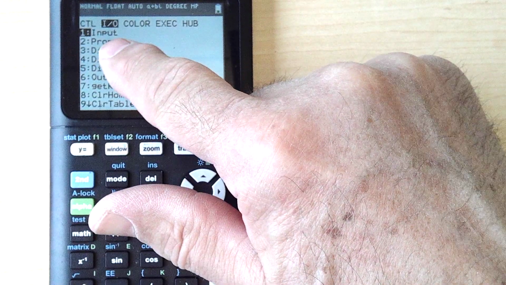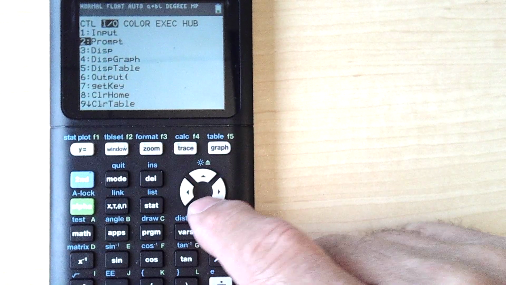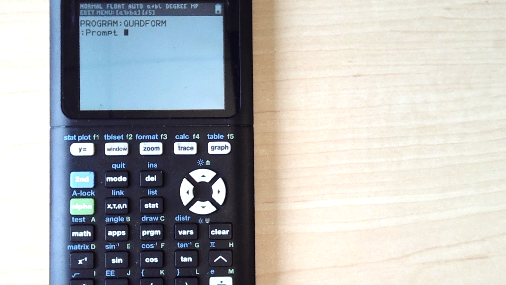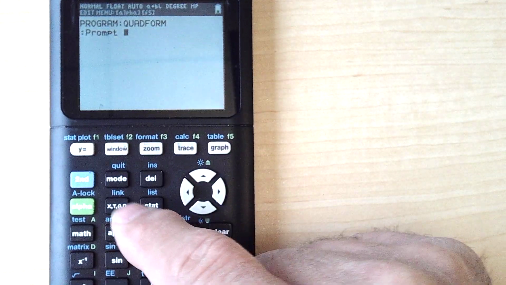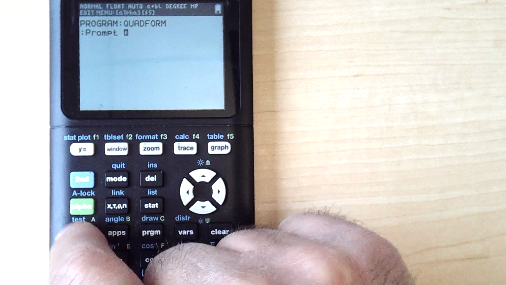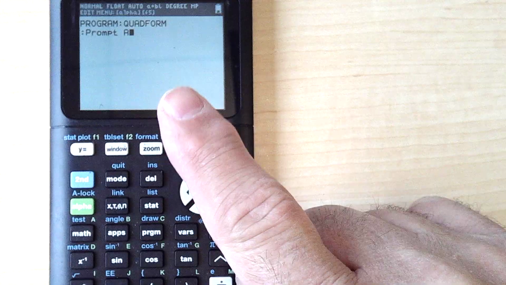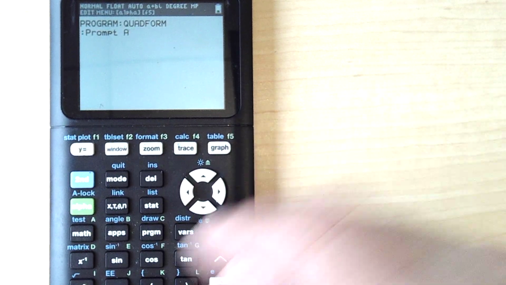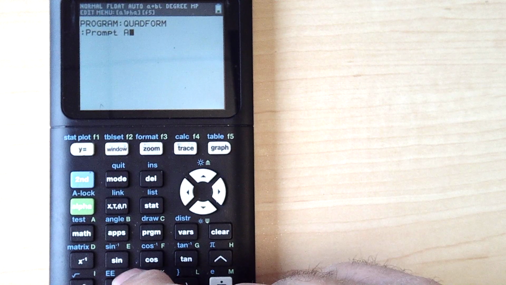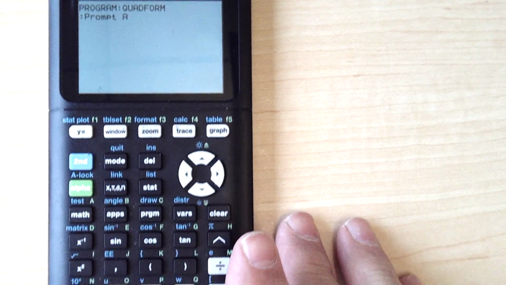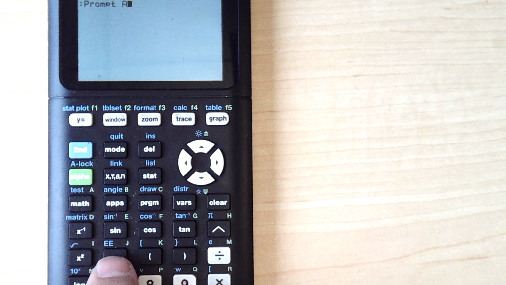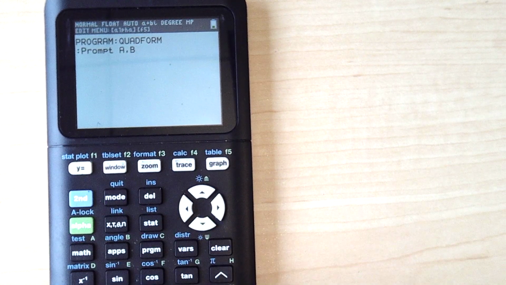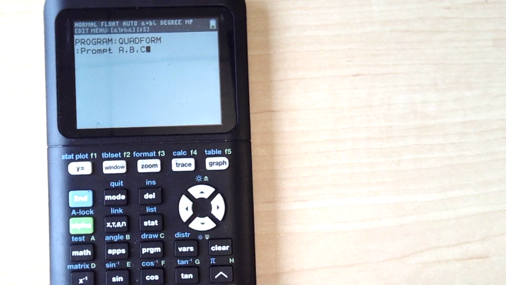So I'm going to input something, but I'm going to use a special command on the calculator called prompt. If I select prompt, it says, okay, prompt for what? And if I type in alpha A, the program will stop at A and say, okay, question mark, what is your A? But I want to ask for A and B and C, so I'm going to press comma. Comma is right here, and then alpha B, comma, alpha C.